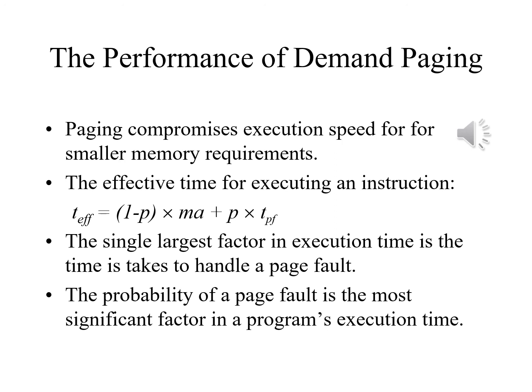Also, since it takes so much longer to handle a page fault than to execute an instruction already in memory, the second term becomes P times T sub PF. The largest term by far is the time that we will spend processing page faults. This makes it quite clear that any change in the probability of a page fault will have an extremely significant effect on the effective time of executing instructions.